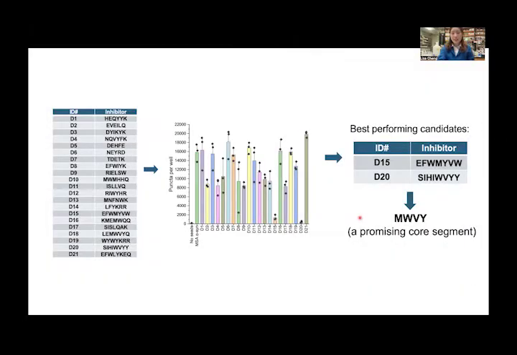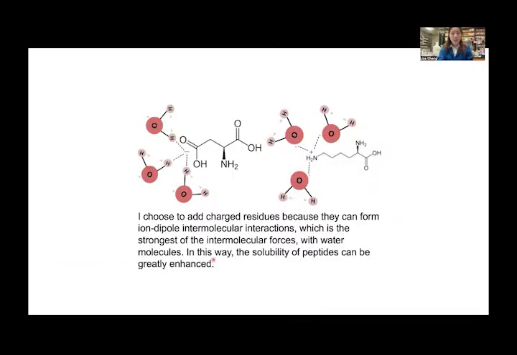Inspired by other studies, I hypothesized that the death of C. elegans is caused by the low solubility and consequent poor biocompatibility of the D-peptide inhibitors. Based on previous data, I identified MWVY as a promising core segment. To enhance solubility, I chose to add charged residues to the ends of the core segment because they can form ion-dipole intermolecular interactions with water molecules.